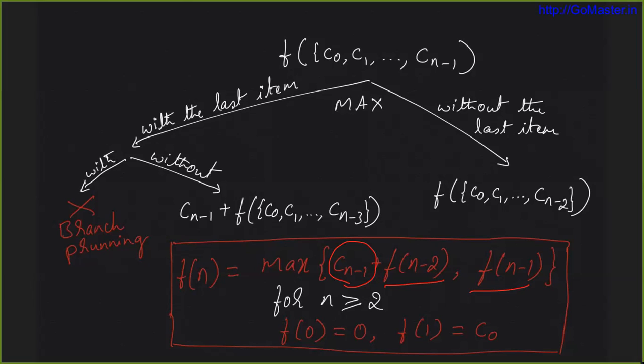Because it's a recurrence of order 2, we need 2 base cases. F of 0 is going to be 0, because if there are no items, the answer is going to be 0. But if there is only one item, the constant is not going to affect us. So the answer is C naught, only the value of the first item, right?